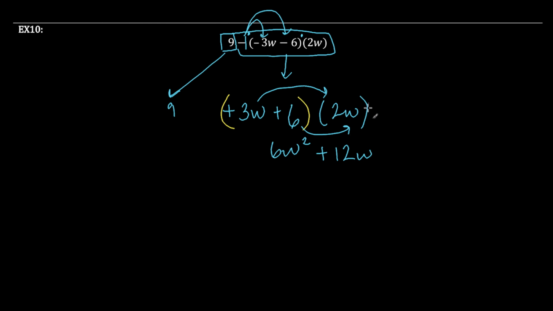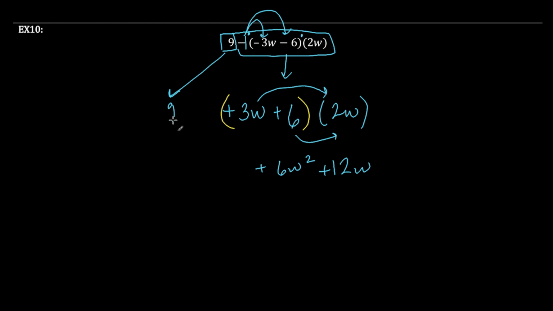So we are done here. I'm actually going to write this a little further down. 6w squared plus 12w. Yeah. 6w squared plus 12w. Now, we're done with this. We are finished multiplying. We finished this group.